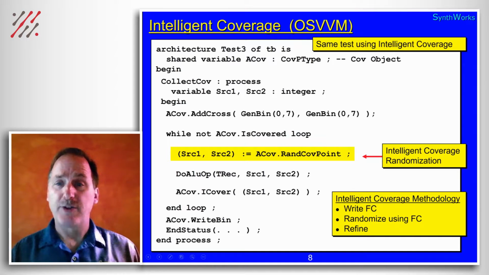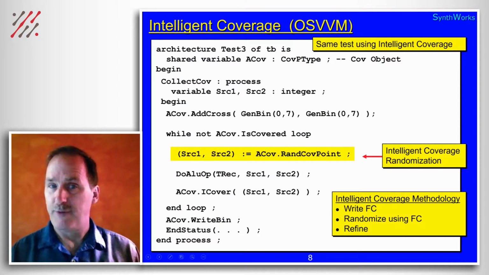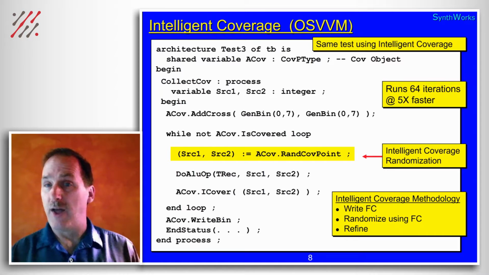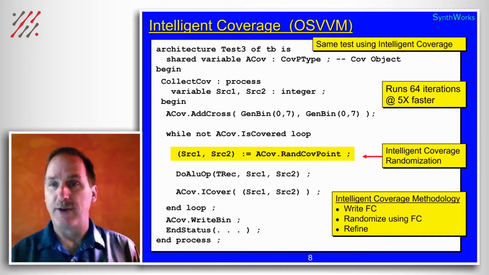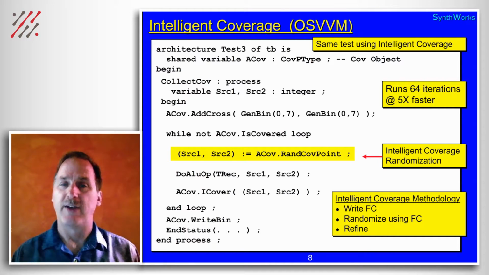So the intelligent coverage methodology is step 1, write functional coverage. Step 2, do your primary randomization using the functional coverage model. And then, if necessary, refine that. Now, this example here does not show any refinement steps, but basically we would potentially apply algorithms to source 1 and source 2 to change their values at this point in the test bench. And by doing this, it also runs in exactly 64 iterations, which is approximately just slightly less than 5x faster than the constrained random example.